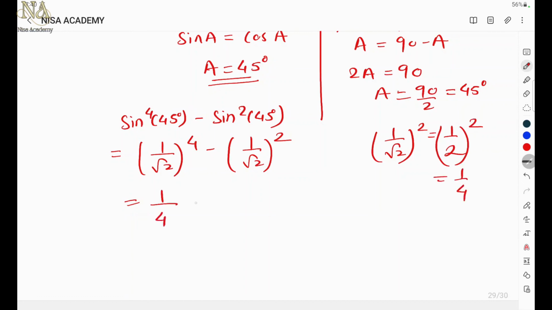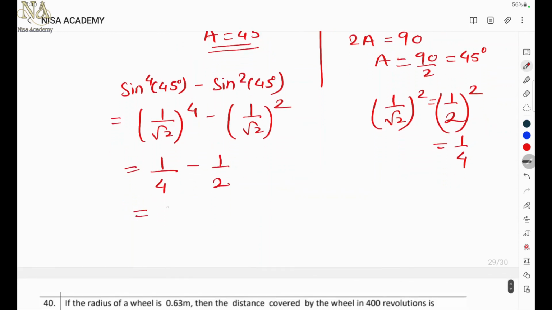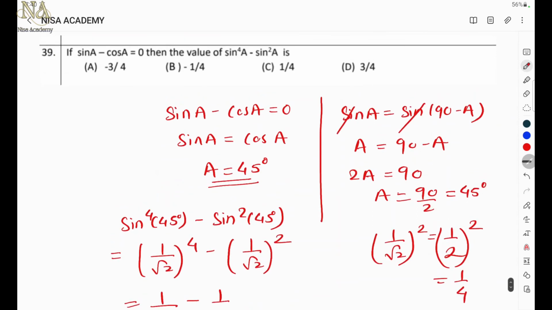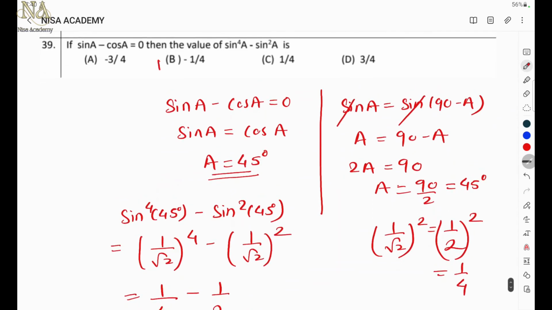So, 1 upon 4 minus 1 upon root 2 square, we know that is 1 upon 2. Now take the LCM, which is 4. So, 1 minus 2, which is minus 1 upon 4. So the answer is option B, minus 1 upon 4. Okay, that is the answer.